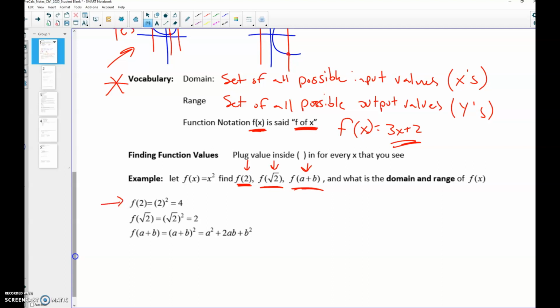This should be reviewed from Algebra 2, so I'm not going to go through the examples, but they're written right here. Here's your function, f of x equals x squared. The first one, you just plug in 2, simplify and get 4. Second one, you plug in root 2, simplify and get 2. And then this one, you actually have to FOIL or double distribute out to get a squared plus 2ab plus b squared.